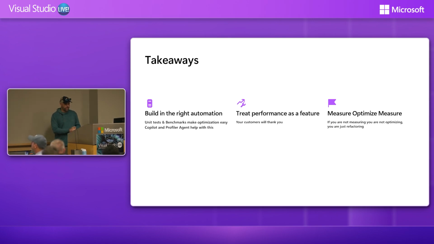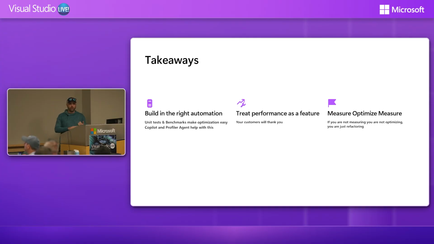The takeaways though is build in the right automation. Unit tests are just as important as benchmarks. Because otherwise I would have screwed up with this change in Copilot, and I would have been none the wiser because I don't know about this code base. The cool thing is Copilot and the Profiler agent can really help with this. It can help you make those benchmarks. It can help you make those unit tests so you can feel confident in the changes that you're making.